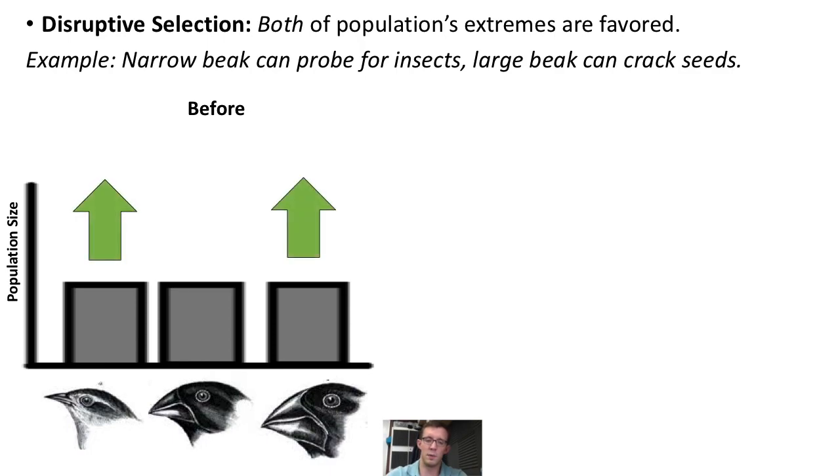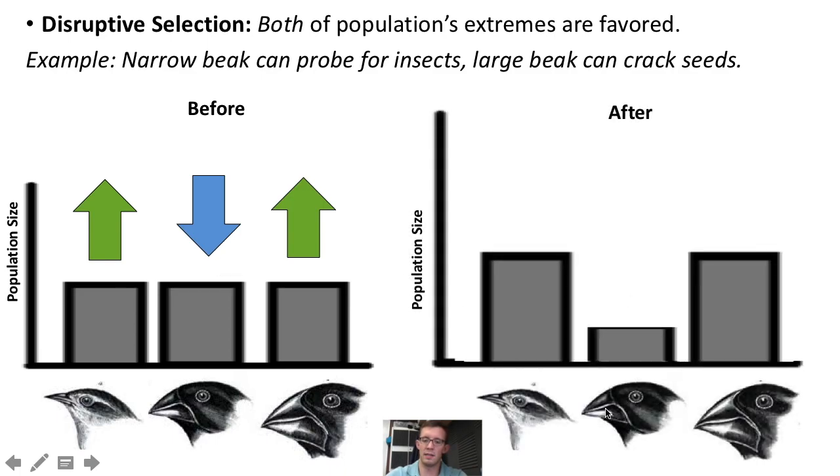So in these conditions, both extreme traits are advantageous, whereas having an average trait, an average-sized beak, would not be an advantage. And so over time, you'd expect there would be an increase in the populations of both our extremely small and our extremely large beaks, and there would be less of our average trait.